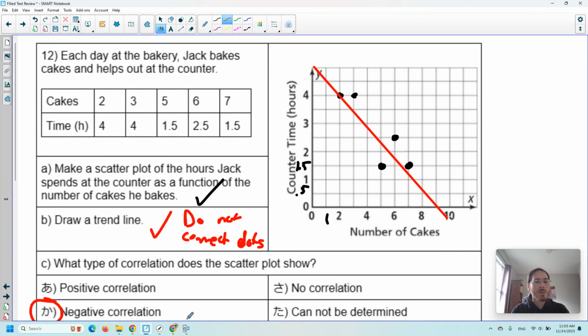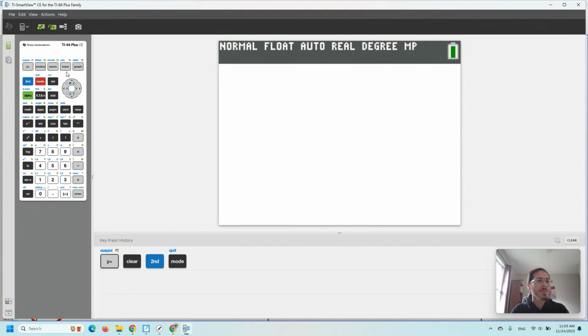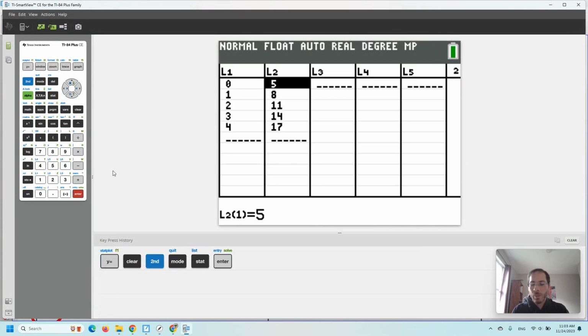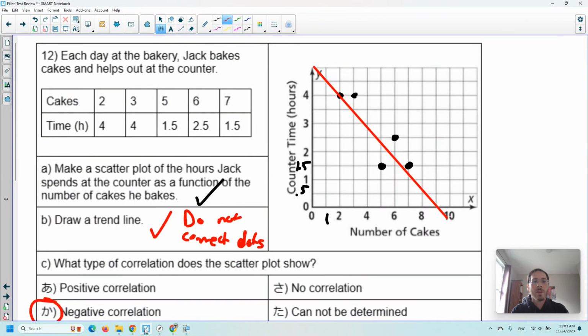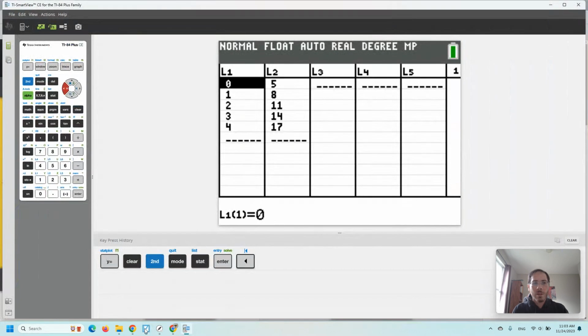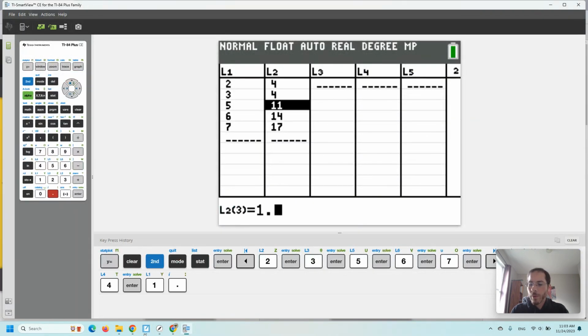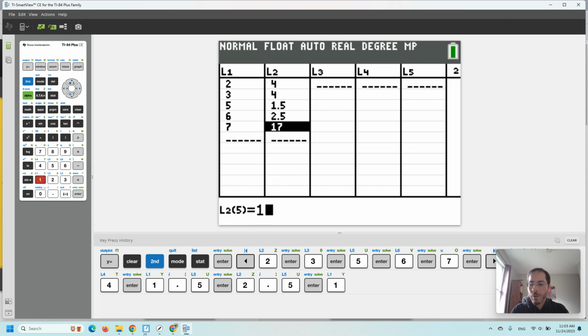So what I'm going to do is use the calculator to help me out. I'm going to hit the stat button. I'll press enter, and I'm going to put in all of my data. 2, 3, 5, 6, 7. Then I'm going to come over to L2: 4, 4, 1.5, 2.5, 1.5. All right, so I've got all my data in.